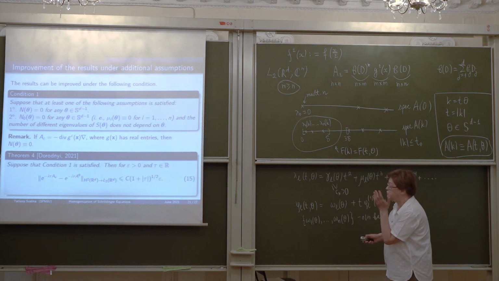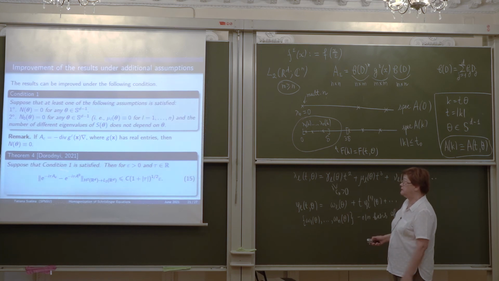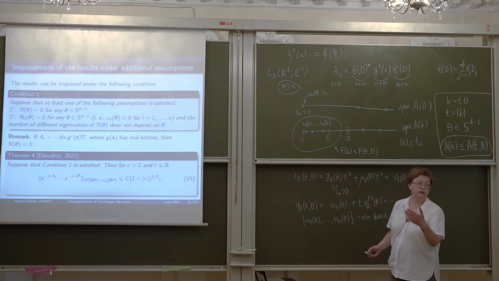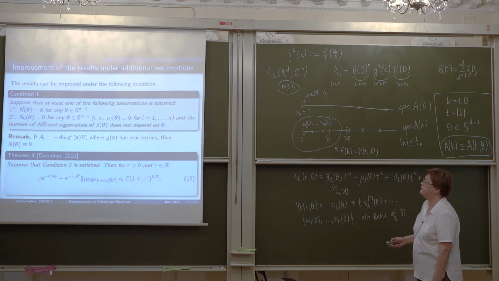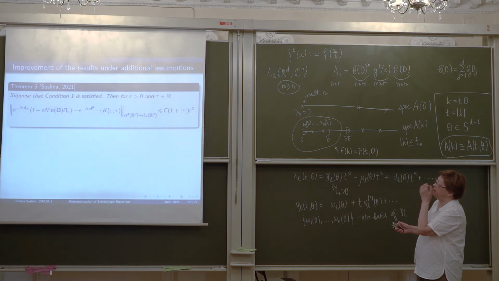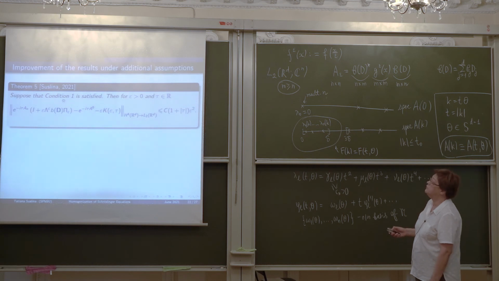Theorem 4 is due to Mark Dorodny. Under condition 1, we have the following improvement of the result of theorem 1. Here, the difference of the exponentials, the norm from H2 to L2. In the general case, it was from H3 to L2. And another improvement, the dependence on time, not linear growth, but square root of tau on the right. And similar improvements concern theorems 2 and 3.